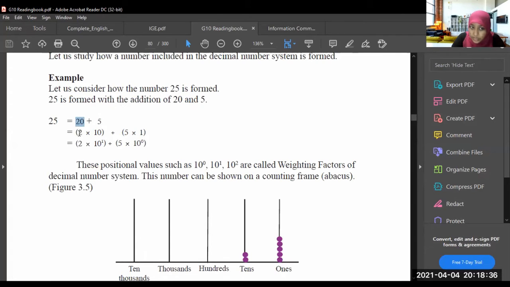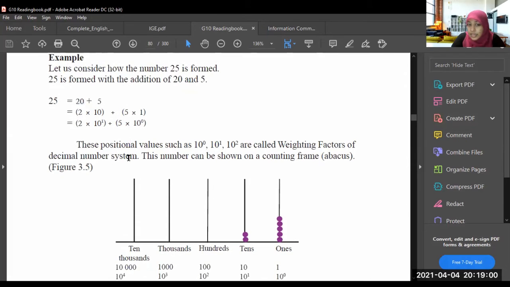The 2's position is 10 and the 5's position is 1. So 5 into 1 means 5. 2 into 10 means 20. Then this 10 to the power 1 is there, right? 10 to the power 1 means what? That we call the weighting factor. This is the weighting factor.